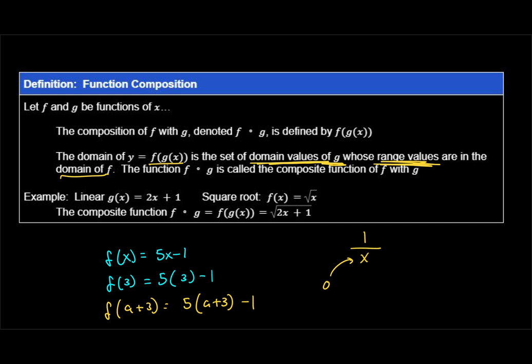And then right below is just a simple example of a composite function where we have a linear and a square root function composed together to give us the square root of 2x plus 1.